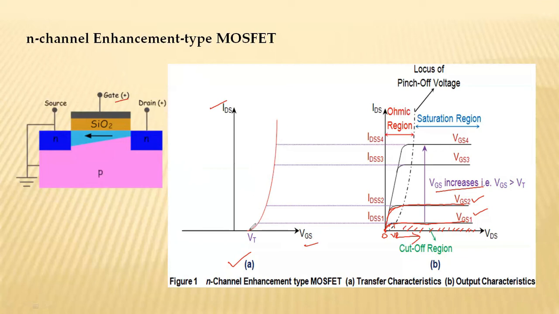And so a minimum voltage is required so that current can flow through the MOSFET. That voltage is called the threshold voltage. So at threshold voltage only, current starts flowing through the MOSFET. And after VT, if you go on increasing VGS, IDS also increases.